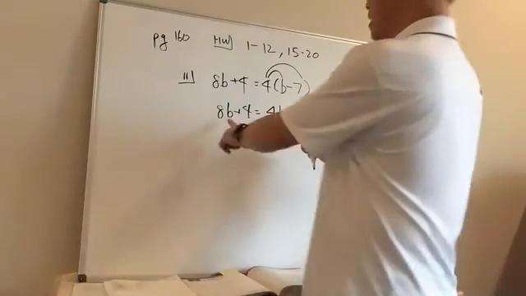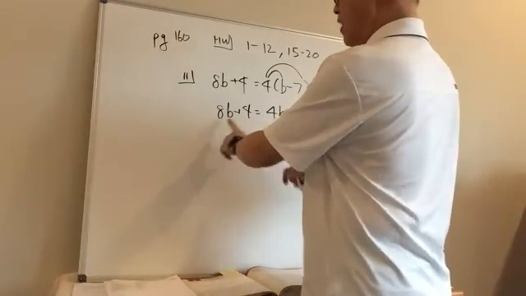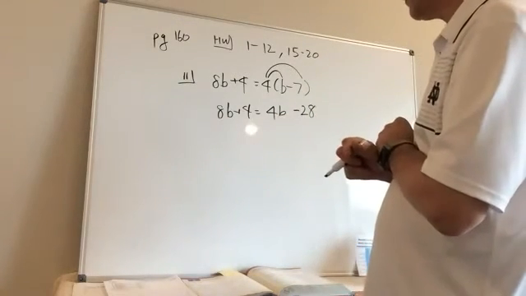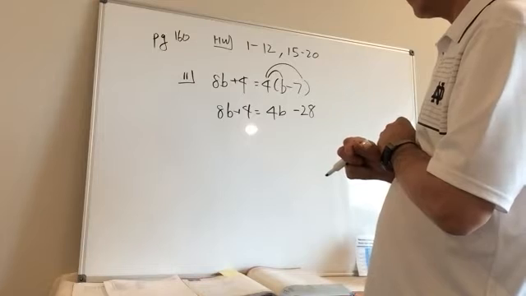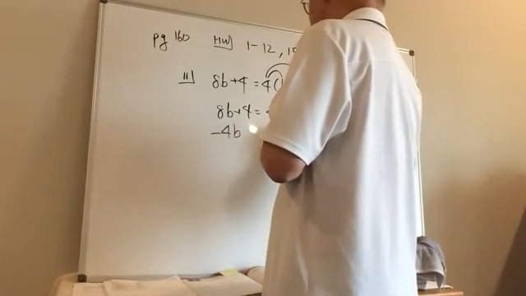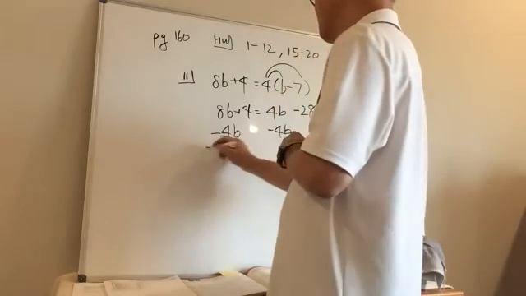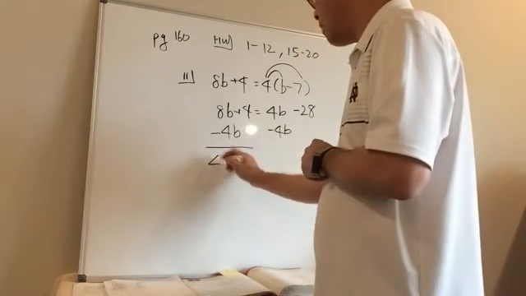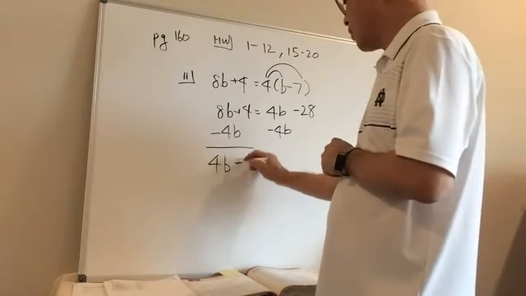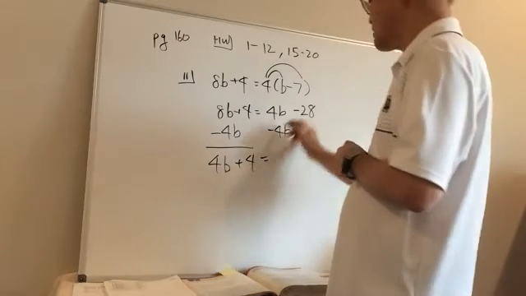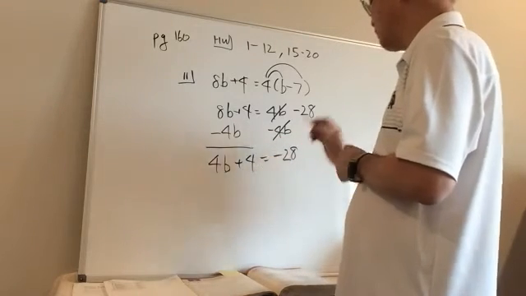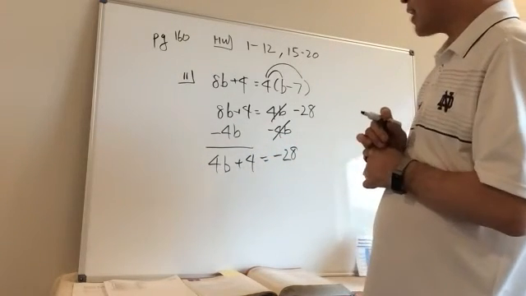Now I have 8b and 4b, so I can get rid of either the 8b or I can get rid of the 4b. Which one would you like to get rid of? I'd say you get rid of the 4b. Correct. You get rid of the 4b because it's a smaller one, right? So I'm going to subtract 4b from both sides. So on this side, I'm going to get 8b minus 4b, which is 4b. I have the plus 4. On this side, this and this goes away. I'm left with negative 28. Okay? So what's the next step?